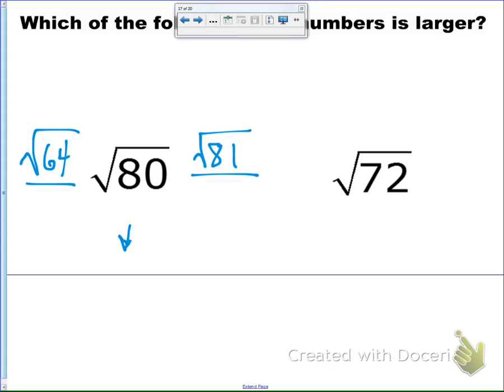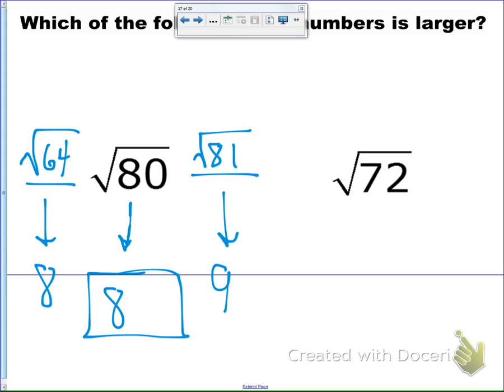Now, I want to find the root of 80, so I'm going to need to find the roots of these and kind of see what I'm going to be working with. Well, we said square root of 64 was 8, square root of 81 is 9, so I know that the square root of 80 has to be 8 and something. 8 point something, or 8 and a fraction. Well, there's a way that we can look at our perfect squares and figure out what that's going to be.